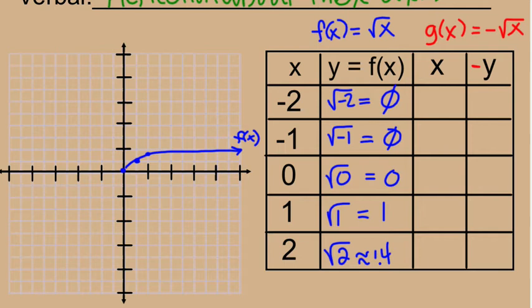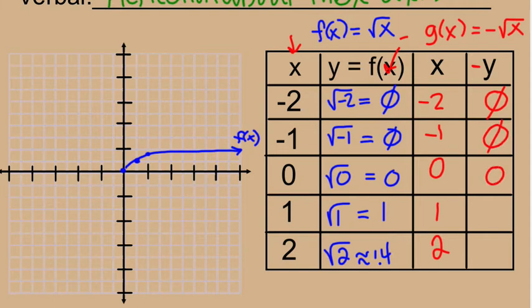Now let's do our g of x. So in our rule, nothing is changing on the x's. So we have negative 2, negative 1, 0, 1, and 2. Now our y's are going to have negatives. So the negative of nothing is still nothing. The negative of nothing is still nothing. The negative of 0 is 0. The negative of 1 is negative 1. The negative of 1.4 is negative 1.4.